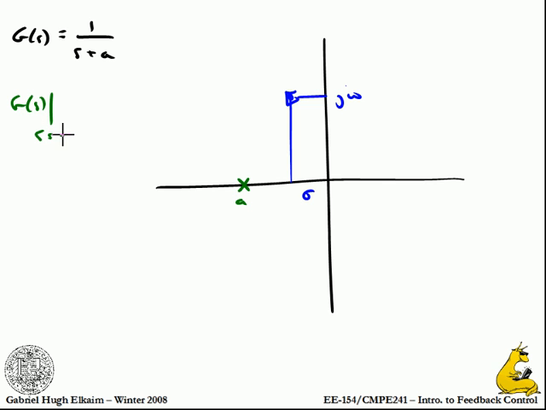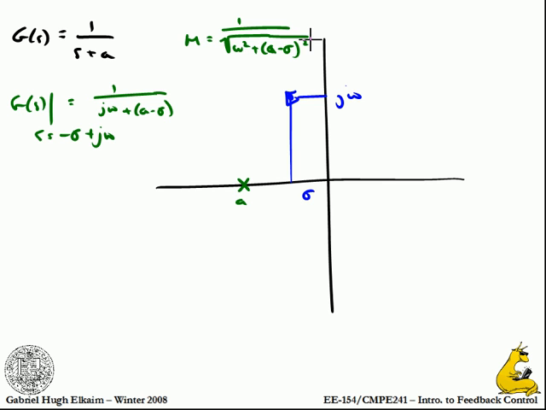Now G of S evaluated at S equals minus sigma plus j omega is going to equal 1 over j omega plus A minus sigma. So the magnitude is equal to 1 over the square root of omega squared plus A minus sigma squared, and the phase is minus the arctangent of omega over A minus sigma.